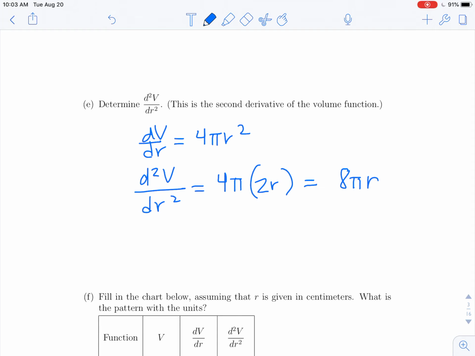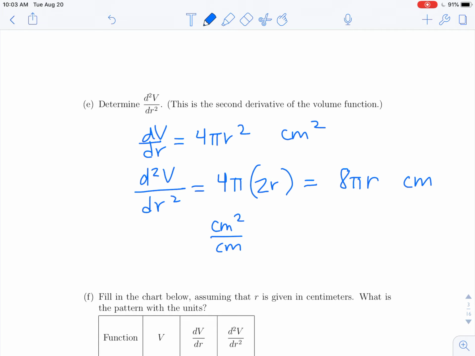And let's think about the units. So we said that for the first derivative, our units should be centimeters squared. Well, when we differentiate again, in effect, we've built a difference quotient for the derivative. And so the difference quotient for the second derivative is going to be centimeters squared over centimeters. So our units for the second derivative have to be centimeters.